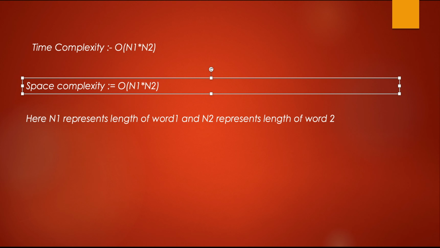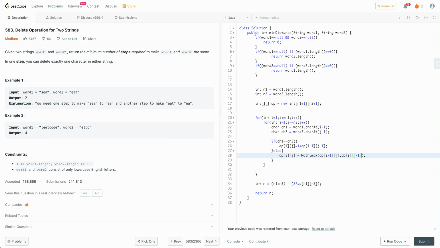Let's move to the solution part now. There are a few base conditions here. If word 1 and word 2 are null, then return 0. If just word 1 is null or length of word 1 is 0, then return length of word 2, as we need to remove all characters from word 2 to make it equal to word 1. Similarly, if word 2 is null or length of word 2 is 0, then return length of word 1, as we need to remove all characters from word 1 to make it equal to word 2.